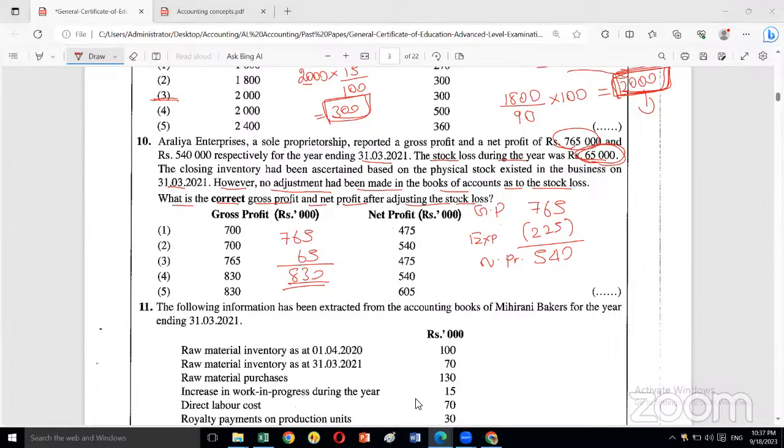Is it clear? Please send me a message, will you? Is it clear up to this? This 830, is it clear? After that, I can do the net profit.